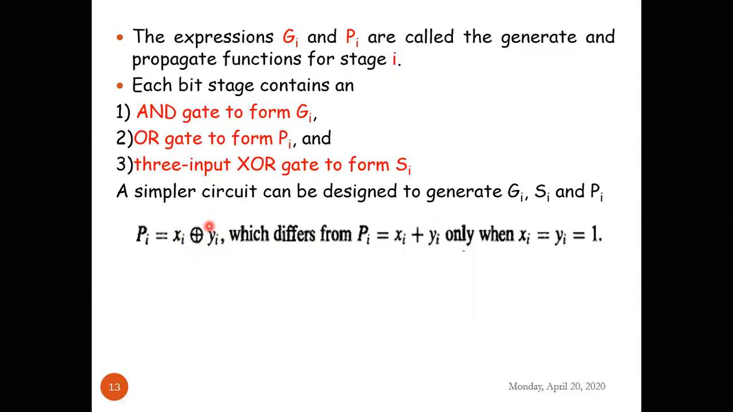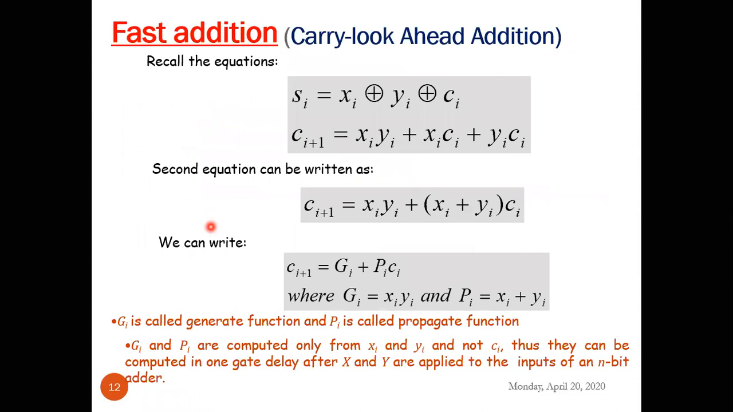But here, if you note in our expression, when Xi and Yi both are 1, Gi itself will become 1. Definitely the carry will be generated even if it is not allowed to propagate. So 1 plus whatever, let it be Pi, I don't care. Either it is an OR gate or an XOR gate, even if it produces 0 or 1, 1 plus whatever will be 1. So definitely the carry will be generated.